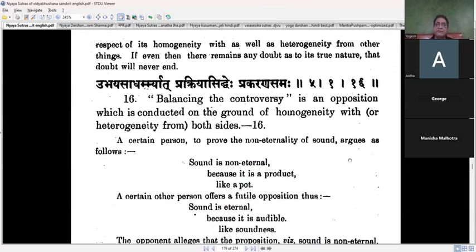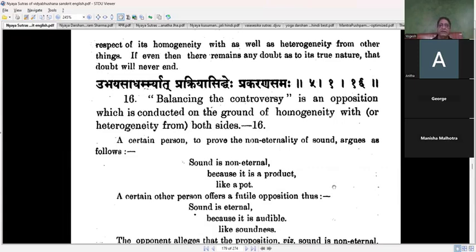So Prakaran is when there is a situation that is being discussed, there can be different ways of looking at that situation, and those different ways will involve what we call a controversy, right? We cannot decide what is what. So there will be a controversy. So prakaran is used there. Prakaran sama is the fallacy. Balancing the controversy is the fallacy.